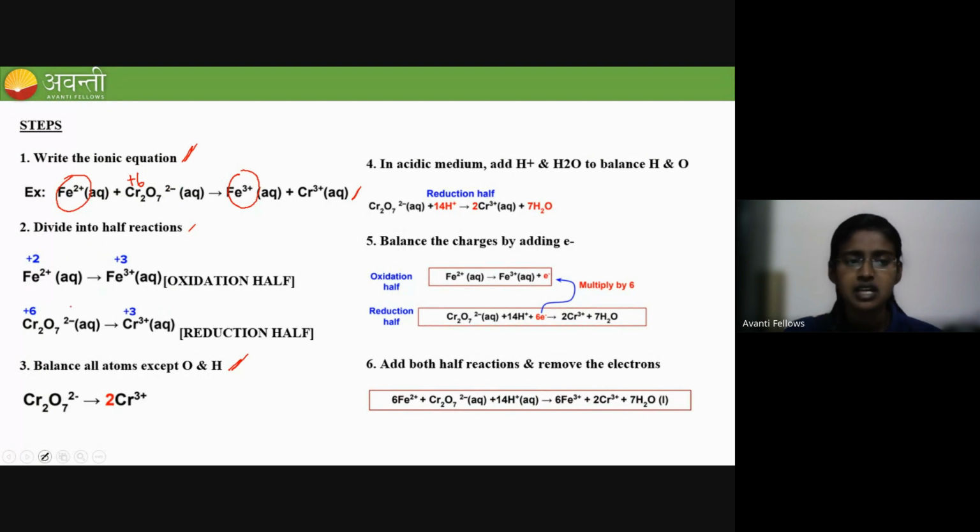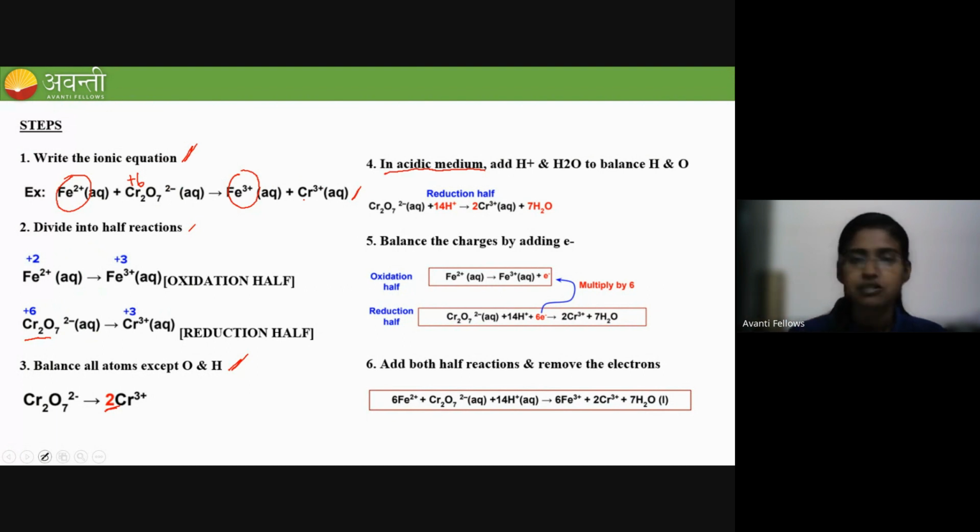Then coming to the reduction half reaction, if you see, we have oxygen. Okay. Now, for now, we don't have to take that oxygen into account. And apart from that, we have chromium. We have 2 chromium on the left-hand side, only 1 chromium on the right-hand side. So what I have to do, I have to put 2 here to balance the chromium. Okay, now I have balanced all the atoms except oxygen and hydrogen. Now, in the fourth step, if the medium is acidic, how do I know that the medium is acidic or not? They will give that information to you in the question paper itself.